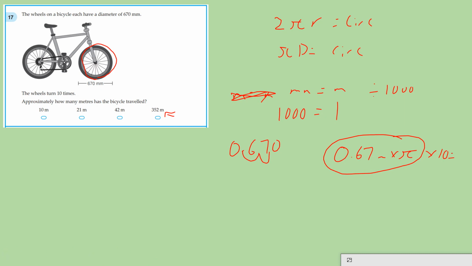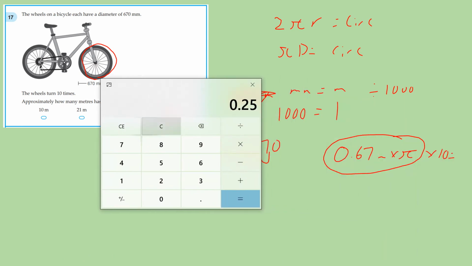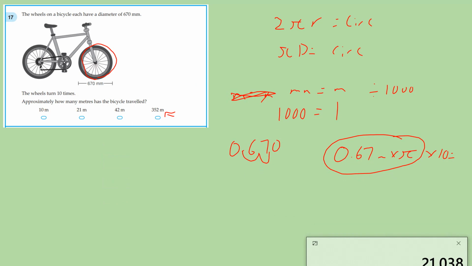So now let's give that a go. I'm just going to do 3.14 as my pi. 0.67 times 3.14. So that's one circumference times 10, 21. Makes sense. That's our answer. And we'll hide the calculator a little.